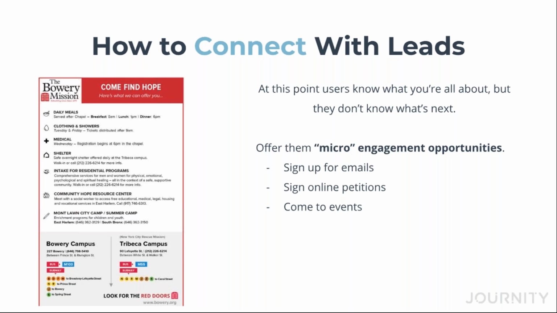And what I have here, this image is actually an example from the Bowery Mission, which is a rescue mission in New York City. They have what they call resource cards, which you can print off as a PDF and put in your pocket. And it tells all of the details about the Bowery Mission. It tells what they offer: meals, clothing and showers, medical help, overnight shelters, all those services.